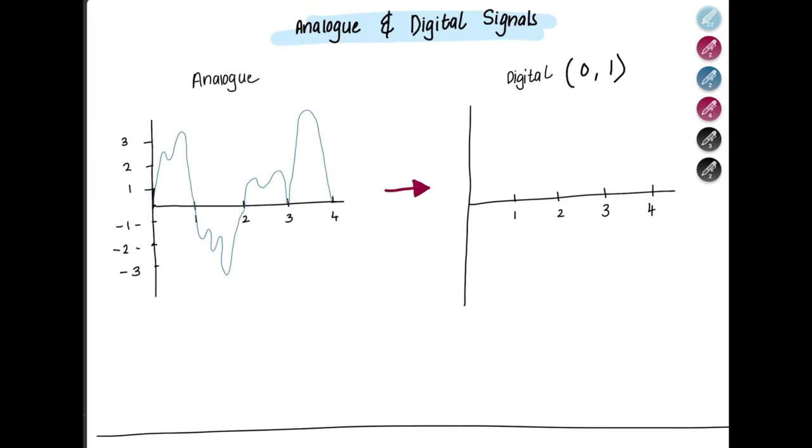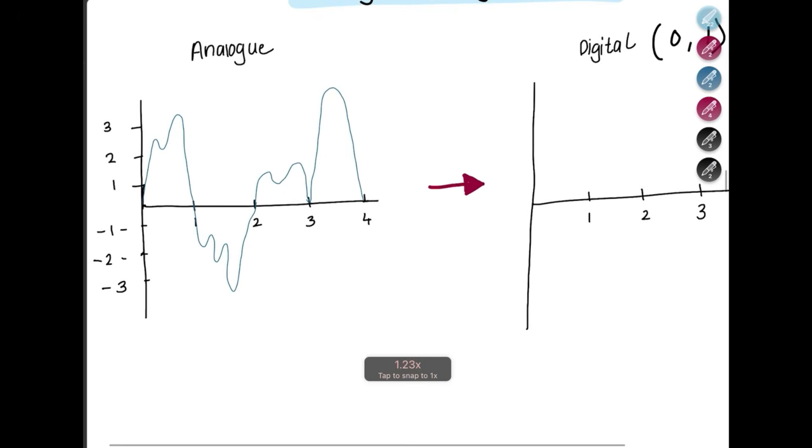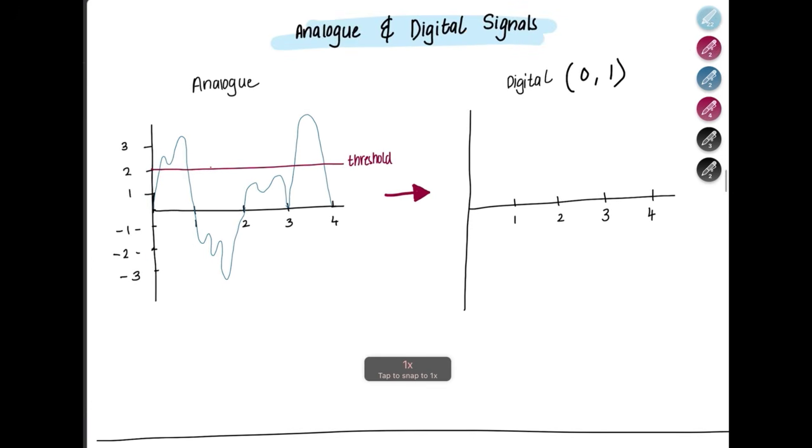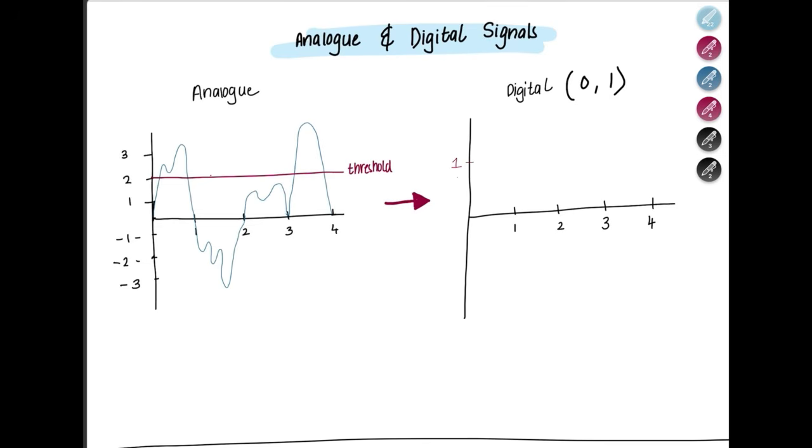It has two values. So what they do is that in analog signals, they decide, okay, we'll choose, for example, 2 as a threshold. Any value below this number is going to be 0. Any value above this number is going to be 1. So let's try to draw the graph. This is 1. So we can see that in the region between 0 and 1, our values are greater than 2, right? We have a positive value like this.